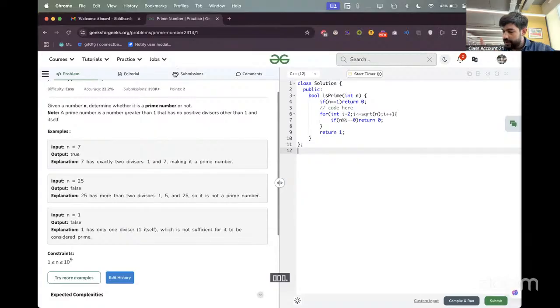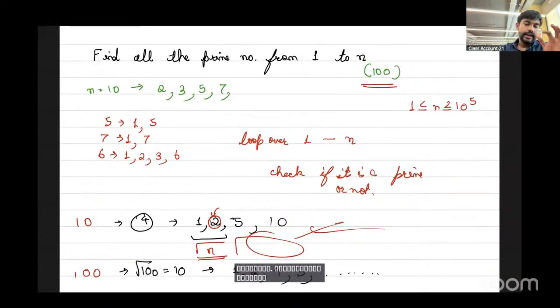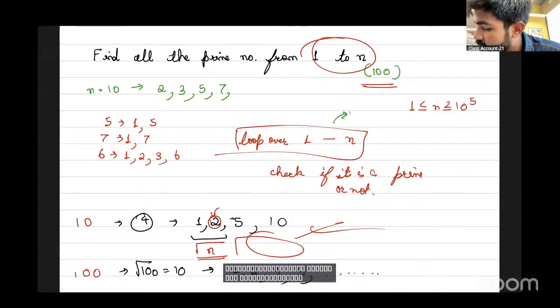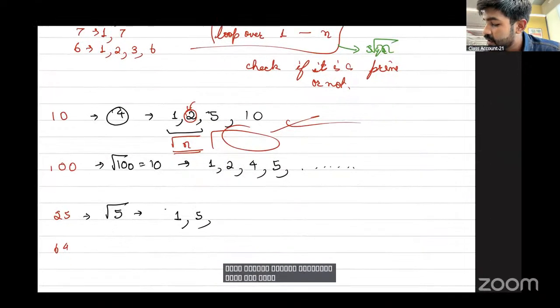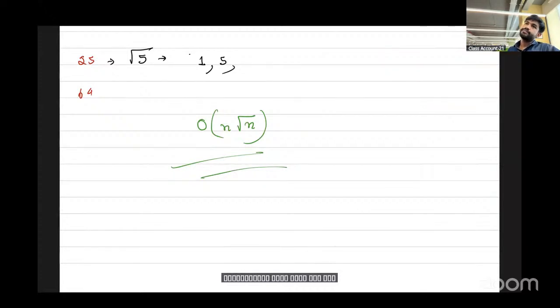Okay, fair enough. Now let's head back to the problem statement that we were discussing. So what we can do is loop over the values of 1 to n, and the time complexity of this would be n because the loop runs n times. And inside this we can check each number if it is prime or not, which is square root of n. So the time complexity of this entire solution is n root n, big O of n root n, that we can achieve. But we have a better solution than this.